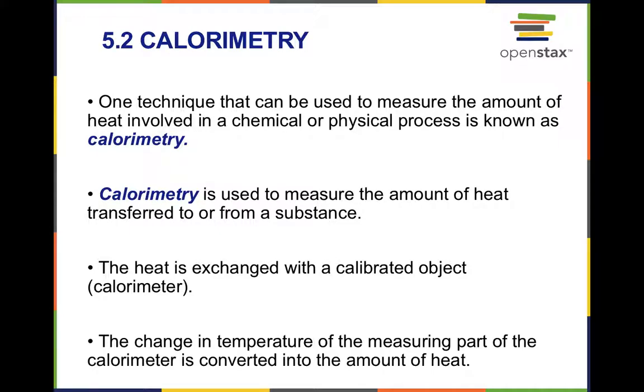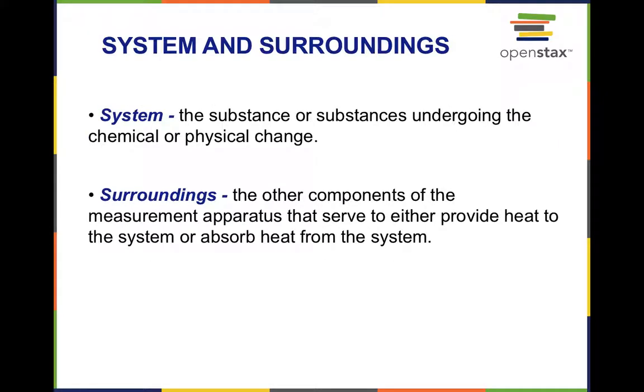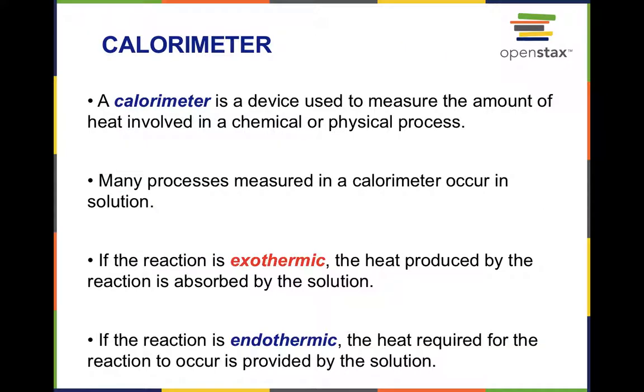So, not too bad. So, we have to have a few definitions, system and surroundings. If we're doing a coffee cup calorimetry experiment, then the system would be the coffee cup and the surroundings would be everything else. And we would assume that no heat is lost to the surroundings from the system. So, calorimeter is a device used to measure the amount of heat involved in a chemical or physical process. We can have those processes be either exothermic or endothermic, as we talked about before. They can either give off heat or take up heat.